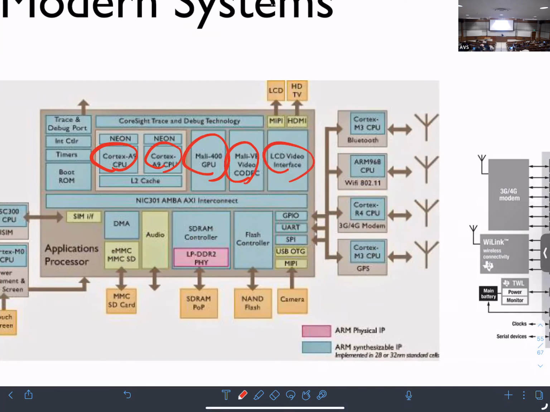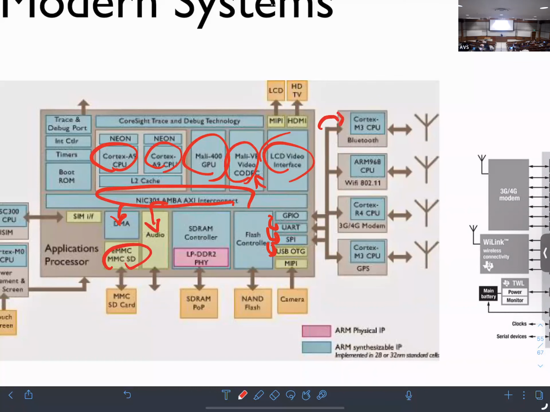So for example, this is a codec accelerator. This is an LCD video interface, which does particular things. And this is your interconnect, your bus, and then you see there are lots of different things. There's an audio, DMA, SD card, a bunch of different connections such as UART or SPI or JTAG and so on and so forth.